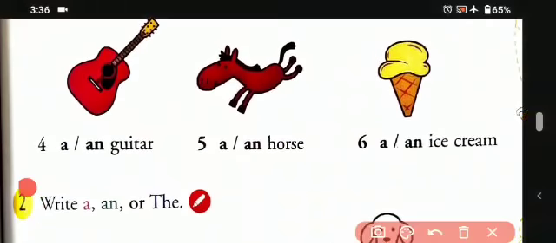Again, this is a guitar. So students, is guitar a vowel or a consonant? Yes students, it's a consonant. So we'll be marking a. A guitar. So now there is a horse. So is horse a vowel or a consonant? Yes students, it's a consonant. So we will be circling the a. And the last one is ice cream. So that is a vowel. So we will be marking an ice cream.